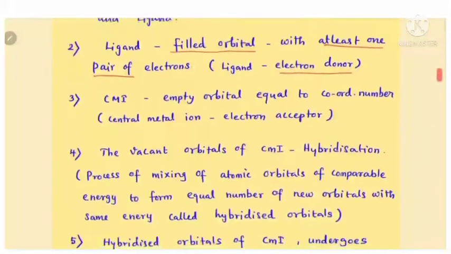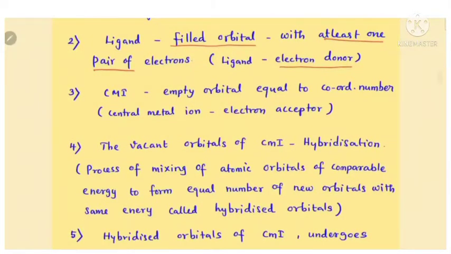At point number 3, the central metal ion should possess empty orbitals, vacant orbitals, equal to the coordination number of the central metal ion, because in complex compounds the central metal ion acts as an electron acceptor, that is a Lewis acid, which means that it accepts electrons from the ligand. So each ligand is donating a pair of electrons to the central metal ion, isn't it? To accommodate the electrons shared by the ligand, the central metal ion is supposed to have vacant orbitals equal to the coordination number. That is point number 3.